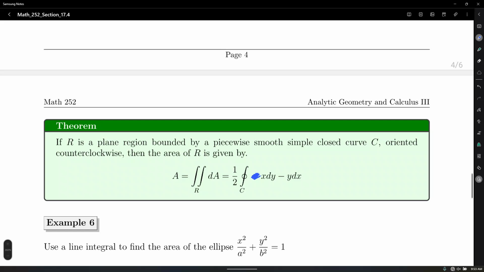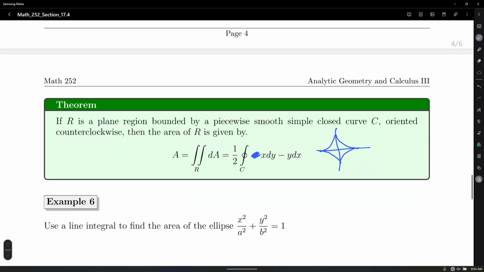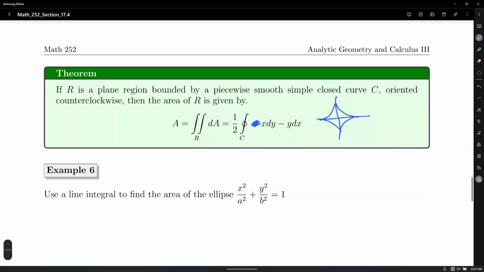So now you can find areas of shapes like this. This shape is called an astroid. I'm pretty sure you looked at this in calculus too, when you first learned about parametric equations. Another pretty cool shape, which is what we're going to do today, is the ellipse. So we're going to use Green's theorem to find the area of an ellipse by using a line integral.